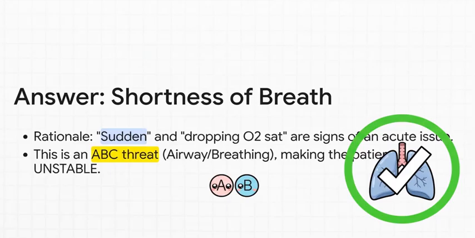And this one goes right back to our number 1 rule, ABCs. Sudden shortness of breath and a dropping O2 sat is an acute breathing emergency. This isn't just unstable, it is a direct threat to life right now. That routine walk can wait. The ABC threat wins every single time.